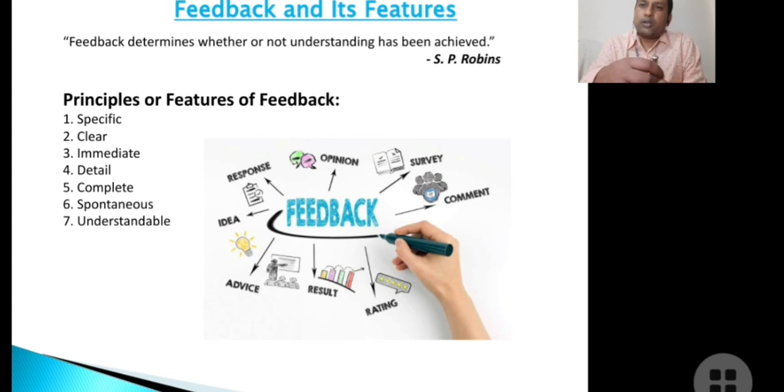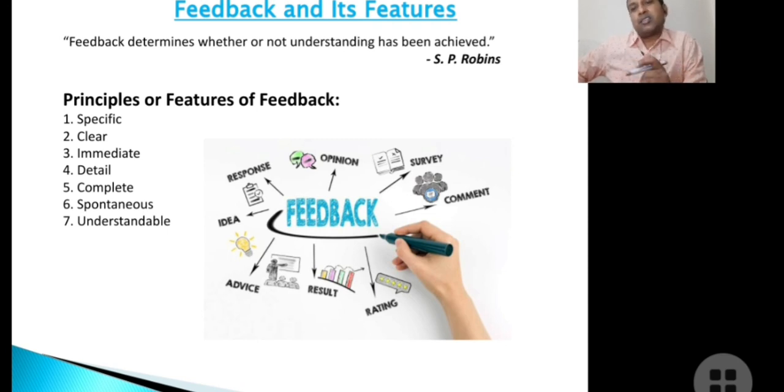So principles or features of feedback. Specific হতে হবে, feedback will be specific, clear হতে হবে feedback, and immediate, detailed হতে হবে, complete হতে হবে, অসম্পূর্ণ থাকা চলবে না, spontaneous মানে স্বতঃস্ফূর্ত হতে হবে, আন্ডারস্ট্যান্ডেবল যেন সেটা বোঝা যায়. এখানে আমরা ফিগারে দেখতে পাচ্ছি কিছু ব্যাপার, ফিডব্যাকের কিছু টাইপস আছে. Response from the receiver, opinion of the receiver, survey, answer from the receiver, and comments from the receiver, message receiver, idea, advice, উপদেশ হতে পারে, result.